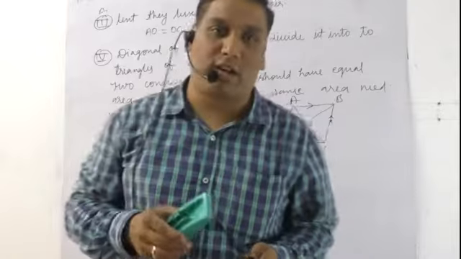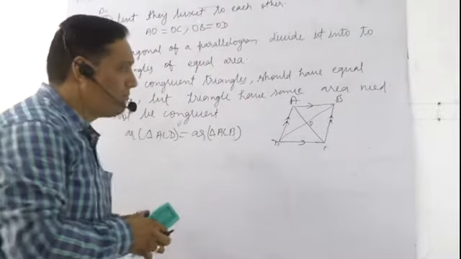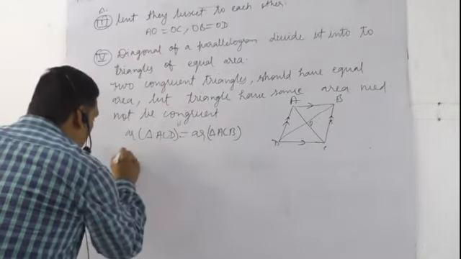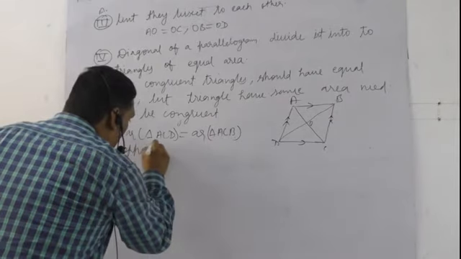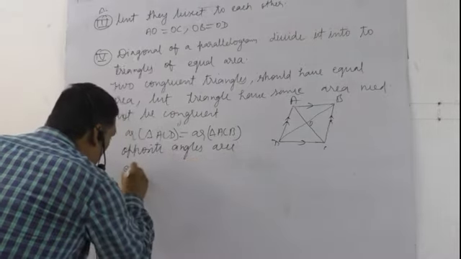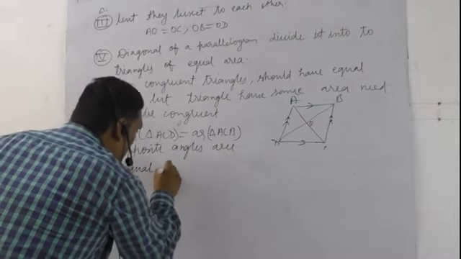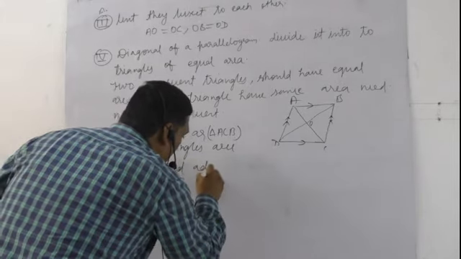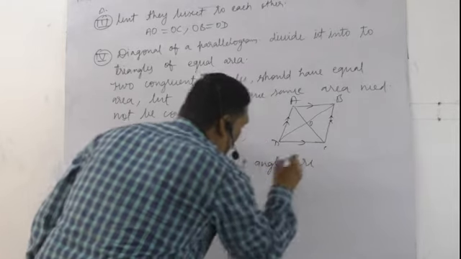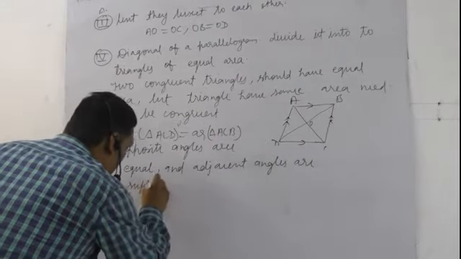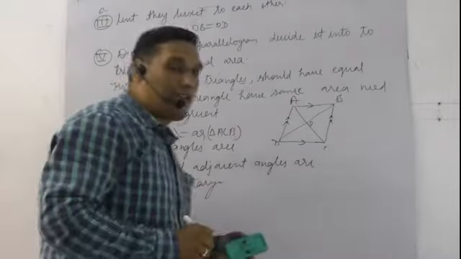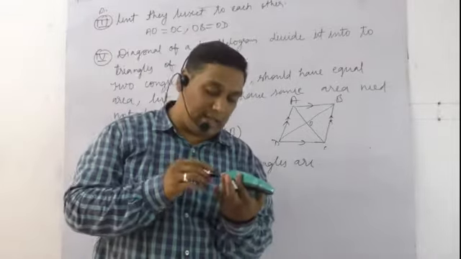ठीक है, अच्छा पैरेललोग्राम के बारे में मैं आपको एक बात और बता देता हूँ. Opposite angles are equal in a parallelogram. Opposite angles are equal and adjacent angles are supplementary.